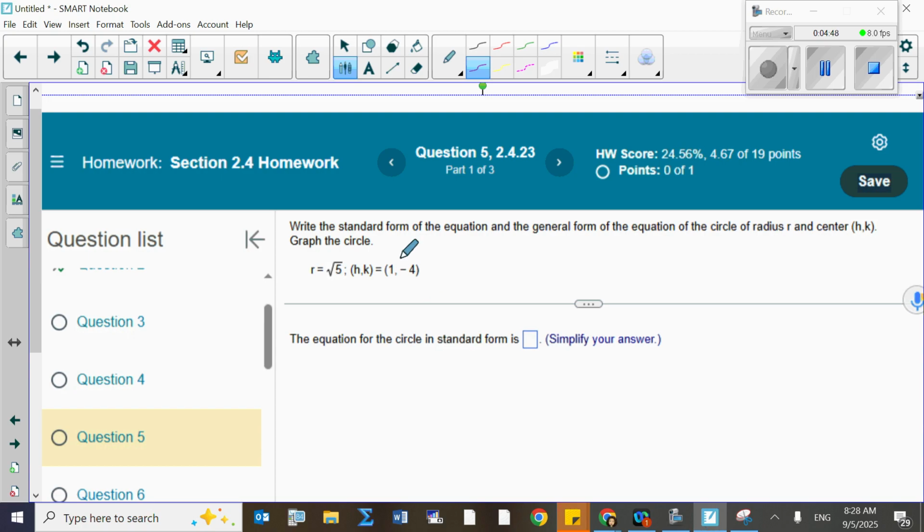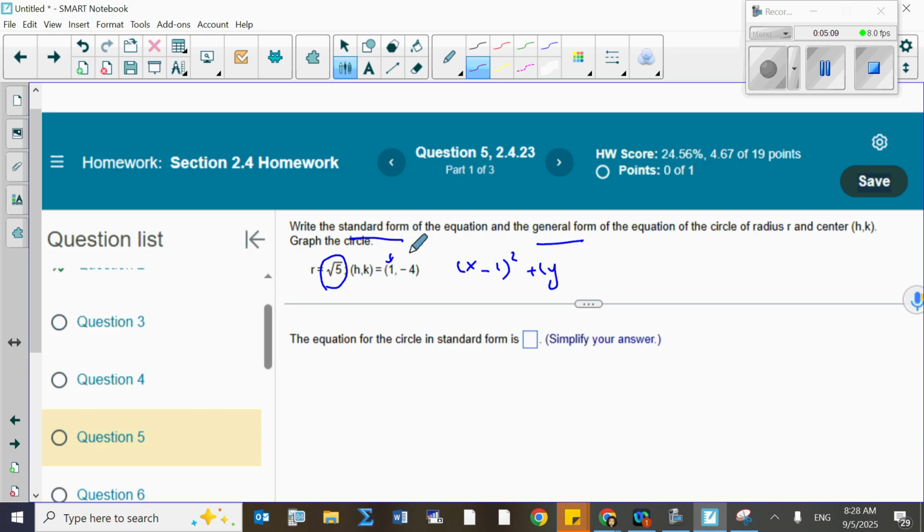Again, for this question, it's asking us to write the standard form and the general form of the equation. So it's going to be the same, but with a very small difference about the r. So I'm going to start with writing the standard form, which is x minus x of the center squared plus y minus y of the center, which is -4. So y minus -4 makes it +4. So I have this. And on the other side, I have square root of 5 to the power of 2. Square root of 5 to the power of 2 is just equal to 5 because the power of 2 and the square root cancel each other. So that's my standard form of the equation.